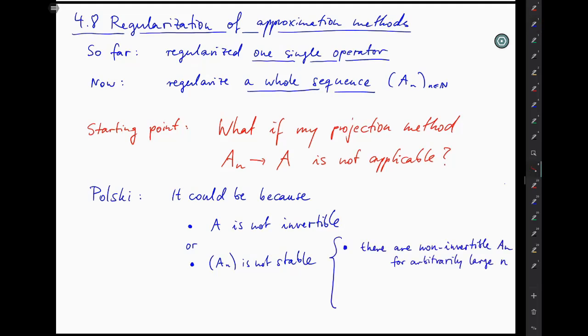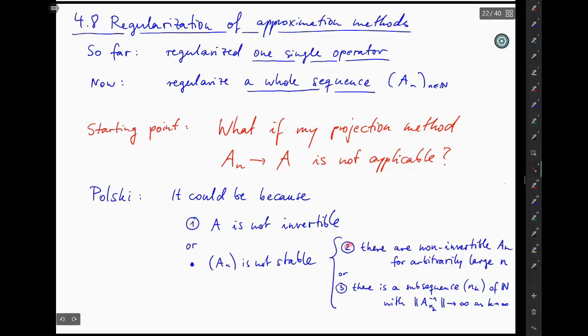So there might be a whole subsequence of non-invertible operators, or there is at least a subsequence of your sequence AN where the inverses grow to infinity. Okay, so let's label our three reasons for non-applicability by 1, 2, and 3. And now let's try to deal with these three problems here one by one.